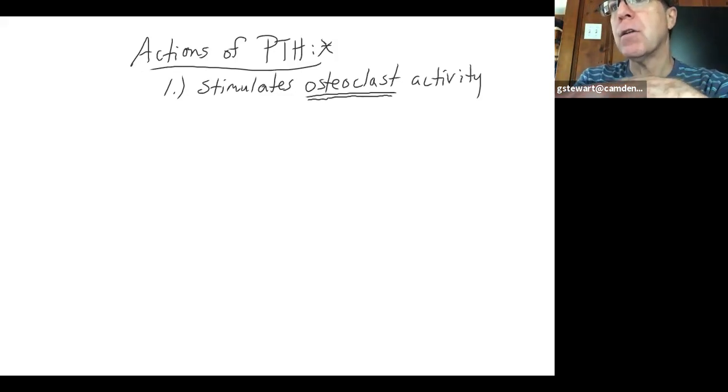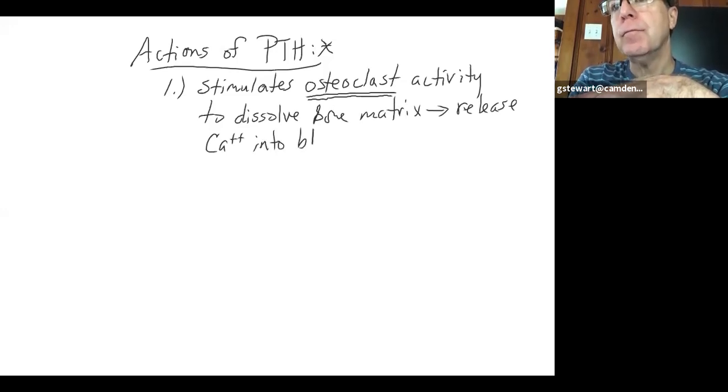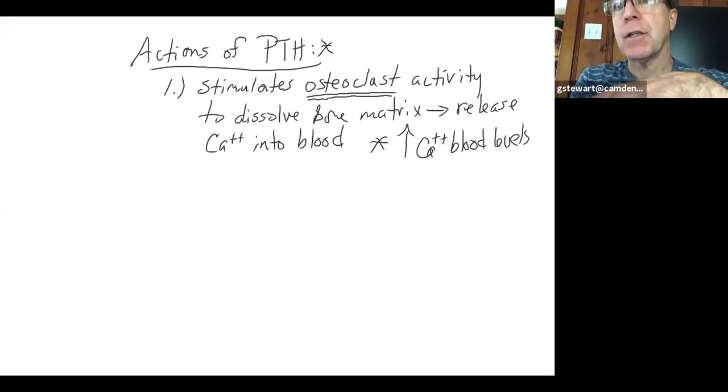So it stimulates osteoclast activity to dissolve bone matrix and then release calcium from that bone matrix into the blood. I'm going to put a star here and say that this increases calcium blood levels. So that's the first action of PTH.